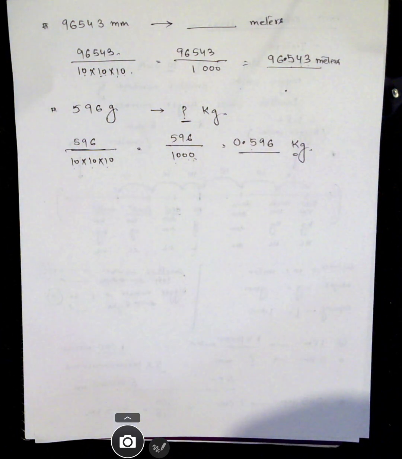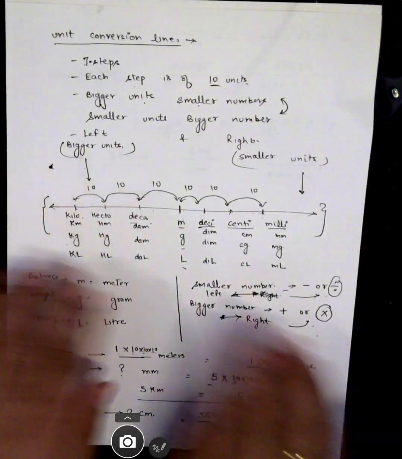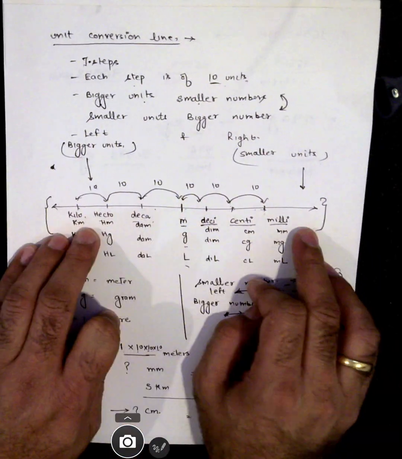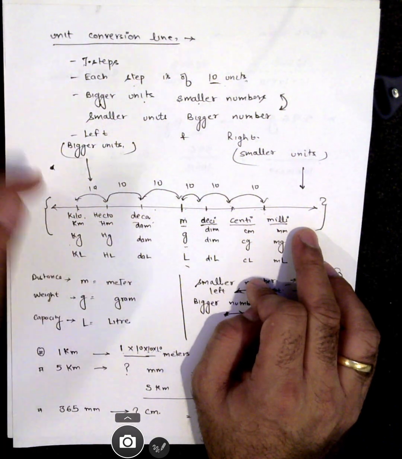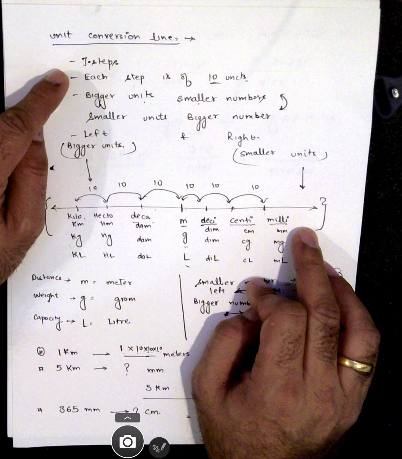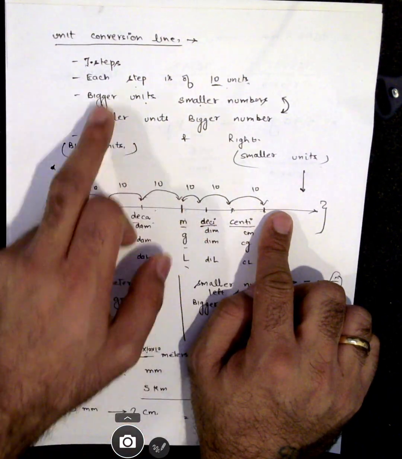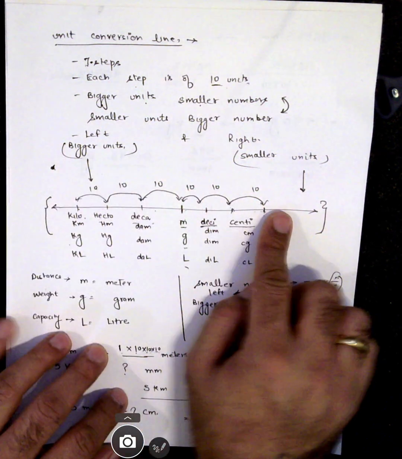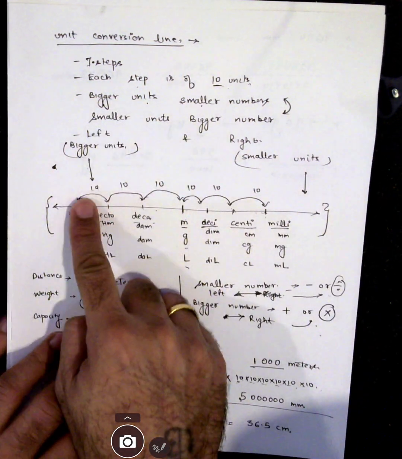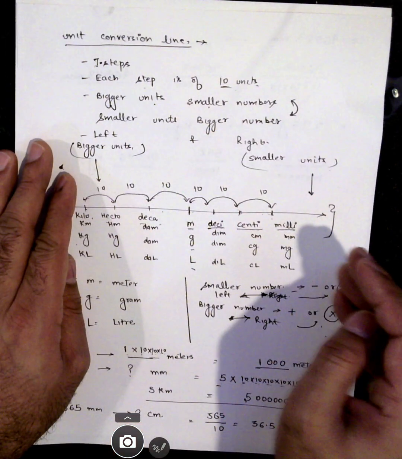These are some very simple questions on how to do the unit conversion. A quick recap. All we need to do is draw this number line and remember these 3 to 4 steps in solving this problem. The first is the number line will have 7 steps, which means 7 marks. And each step is of 10 units. That's why 10, 10, 10, 10, 10, 10. Bigger units go on to the left hand side and smaller units go on to the right hand side.